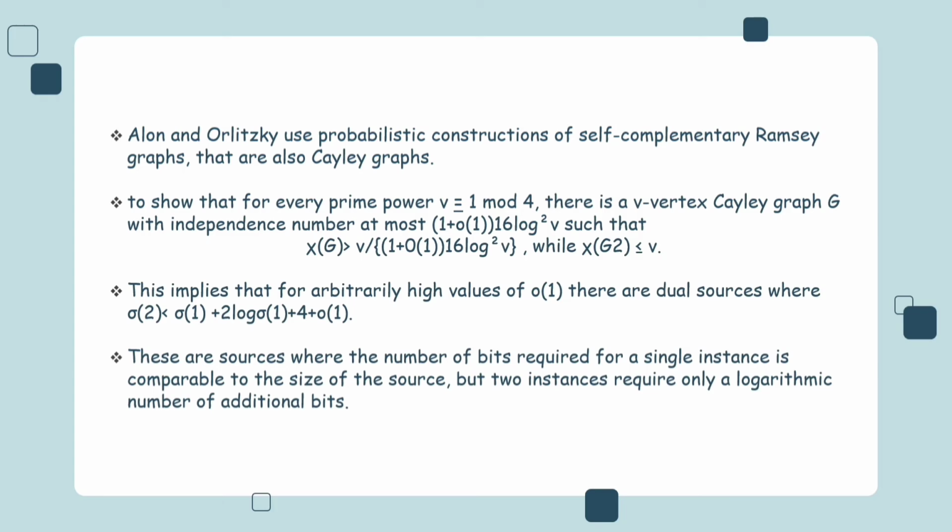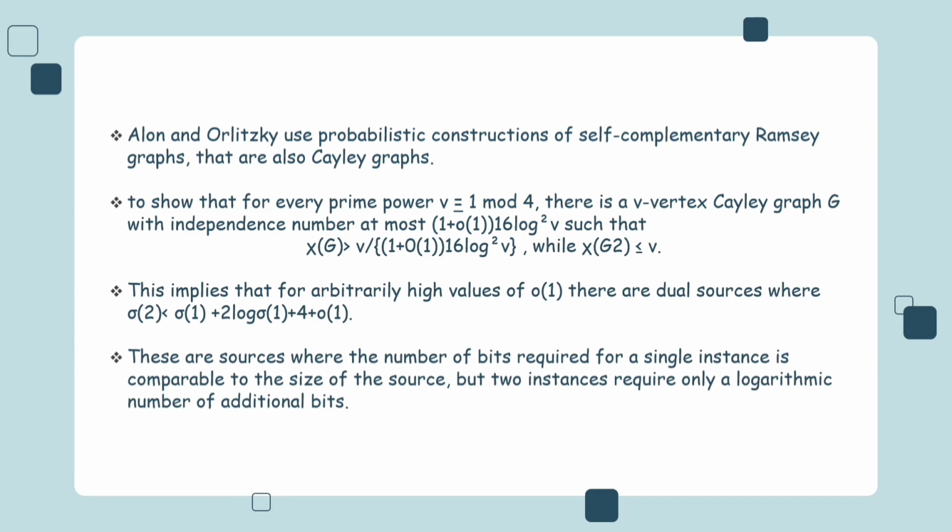Alon and Orlitsky use probabilistic constructions of self-complementary Ramsey graphs that are also Cayley graphs to show that for every prime power V congruent to 1 mod 4, there is a V vertex Cayley graph G with independence number at most 1 plus o of 1 times 16 log squared V, such that chi of G is greater than V divided by 1 plus o of 1 times 16 log squared V, while chi of G squared is less than or equal to V. This implies that for arbitrarily high values of sigma 1, there are dual sources where sigma of 2 is less than sigma of 1 plus 2 times log of sigma 1 plus 4 plus o of 1.